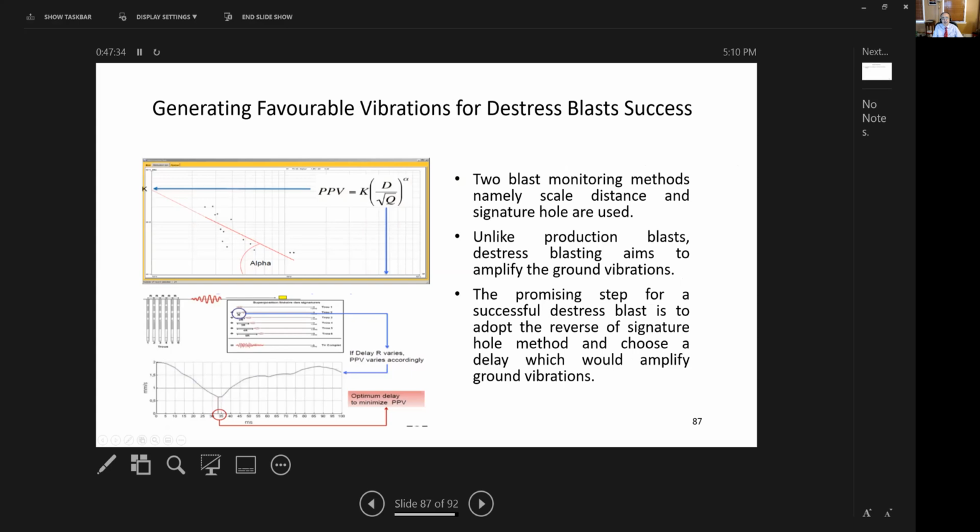The other point raised by Dr. Saharan is about the vibrations. Two blast vibration monitoring methods, namely scale distance and signature hole, are used to monitor blast vibrations. Unlike production blast, where you want to reduce vibrations, distress blasting aims to amplify ground vibrations because you want to create fracturing. So the promising step for a successful distress blast is to adopt the reverse signature hole method and choose a delay which would amplify ground vibrations.